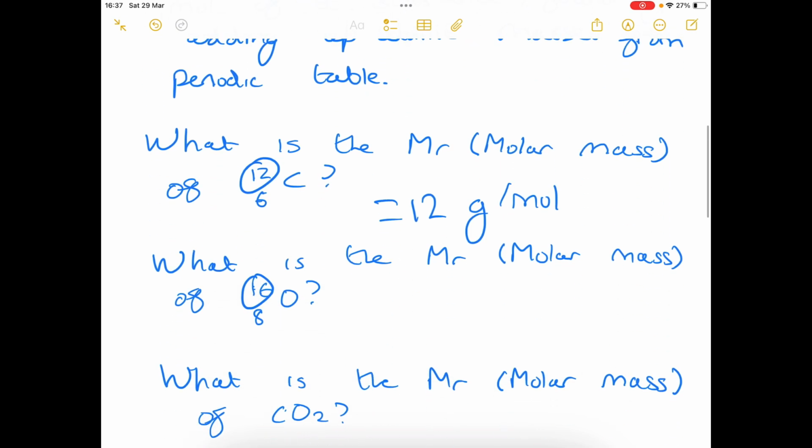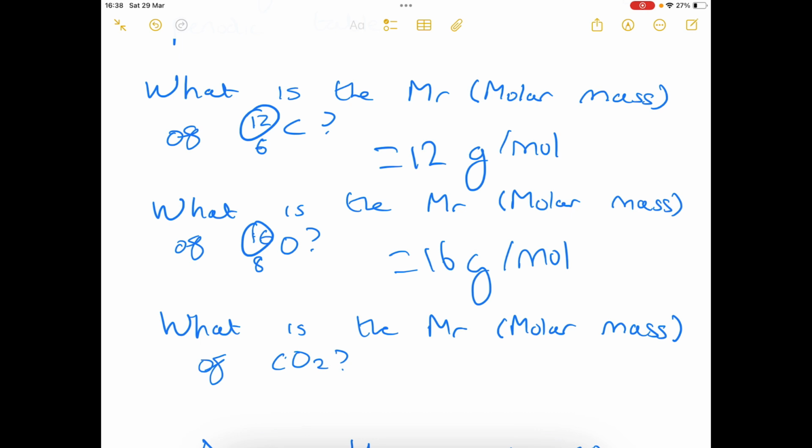Going down from there, what is the molar mass of oxygen? Again, look at the number, it's 16. They won't ask these sort of questions, it's just to build some knowledge on calculating your molar mass. The exact same will apply for your compounds. So in order to figure this one out, you just go 12, which is the molar mass of carbon, plus 16 times 2, as there are clearly 2 oxygens, in order to get 44 grams per mole.